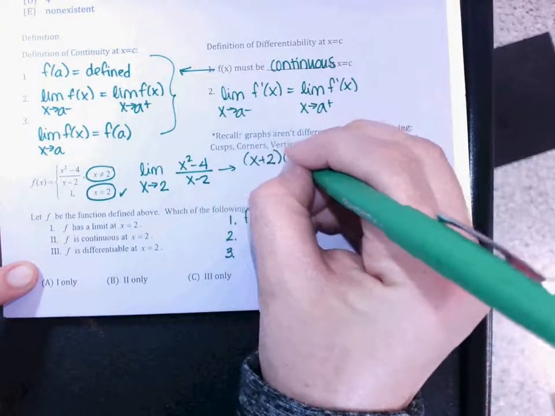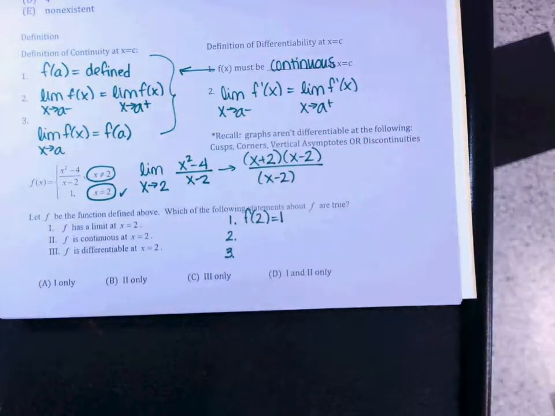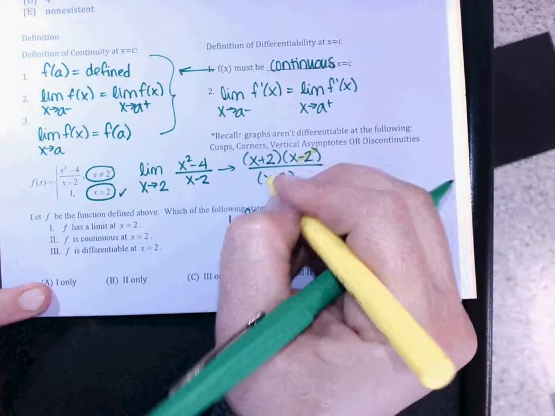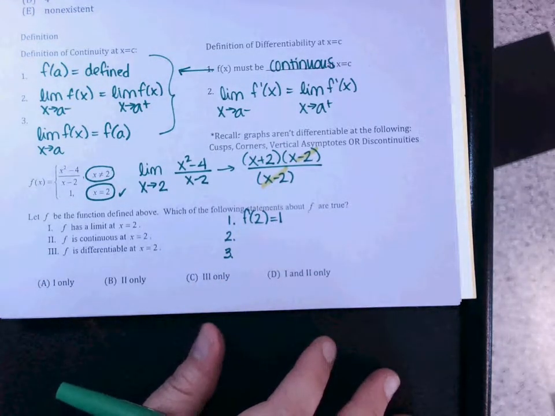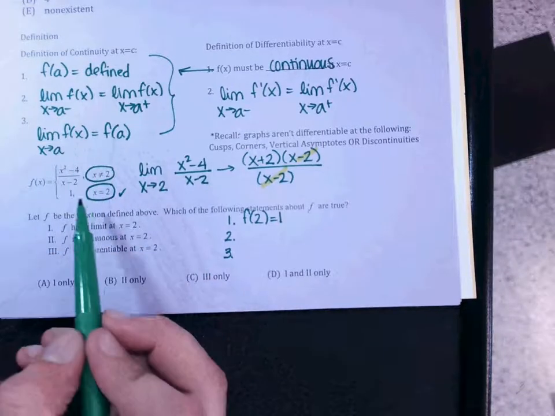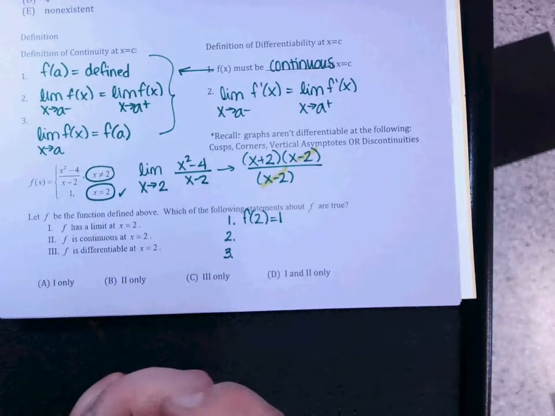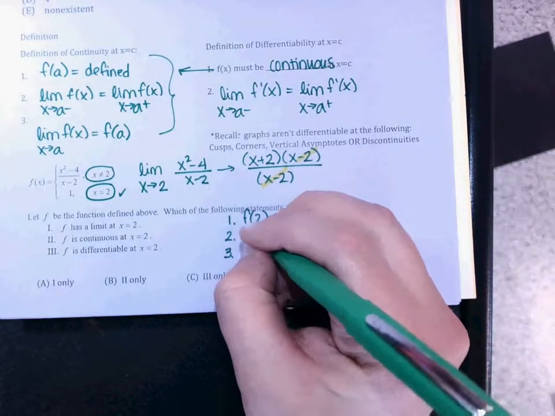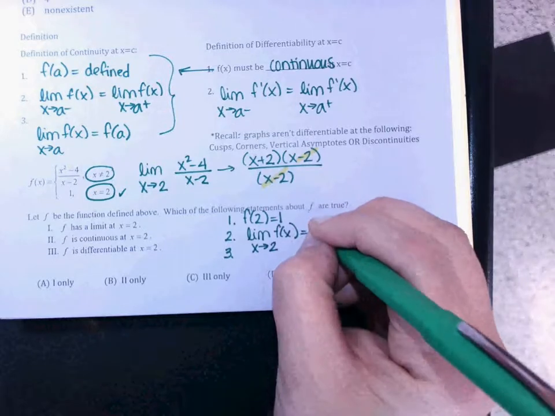Plus 2 and minus 2. And then what's going to cross out? Minus 2's now. Can I plug in 2? Yeah. Plug in 2, what are you going to get? 4. So down here I got a 1, up here I got a 4. Is it going to be continuous? No. Your limit as x approaches 2 of f of x is 4.